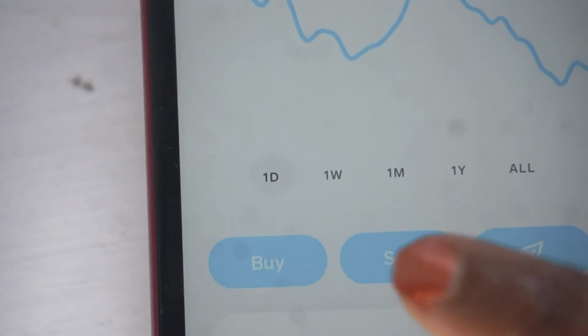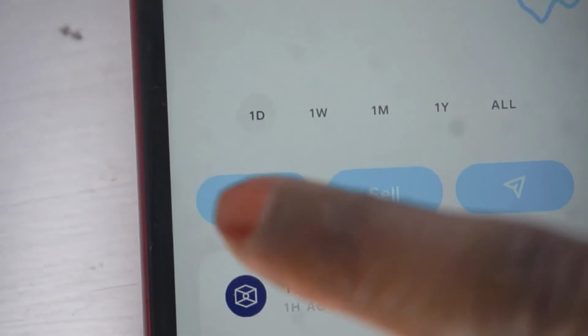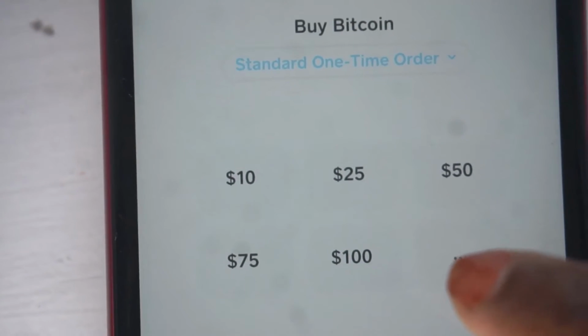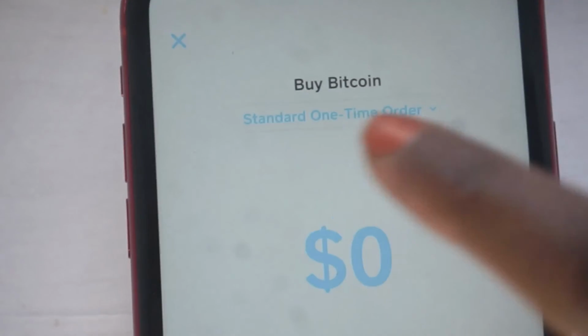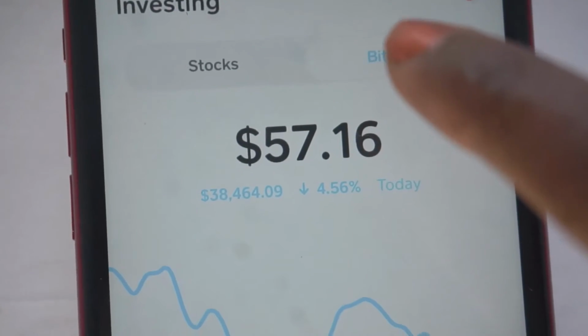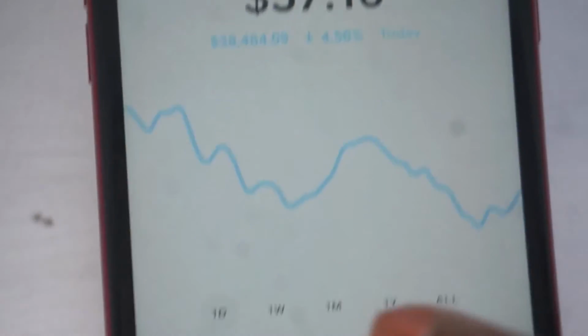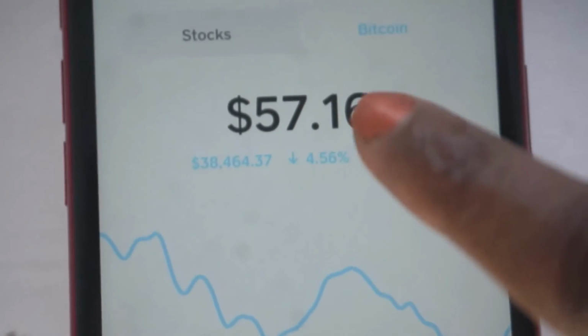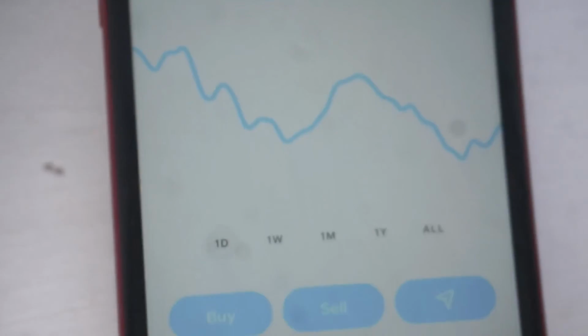There is an icon here for buying and selling. So you would choose that you want to buy Bitcoin, and it gives you options, but if you have a particular amount, you will just click on here and put in the amount. Buy Bitcoin, standard one-time order, and stuff like that. So I did buy Bitcoin a while ago, and I'm just showing you. I bought $10 of Bitcoin.